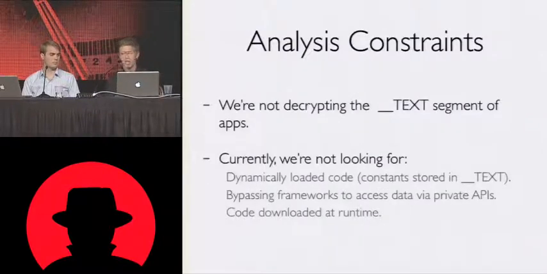So the constraints on what we're analyzing here: as I've said, we're not analyzing the text section. So that limits the amount of automated static analysis we can do without decrypting things. If people find ways to decrypt, more stuff will happen. And we're not looking for dynamically loaded code because the constants are typically stored in text. Also bypassing frameworks via private APIs; a lot of this stuff won't be able to get into the App Store anyway, so we're not able to analyze that right now. And code downloaded at runtime, of course. If you exploit libtiff, for example, in your iPhone app and you're downloading code at runtime, we're obviously not going to be able to catch that.